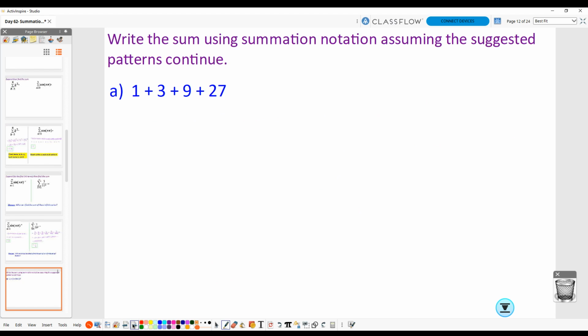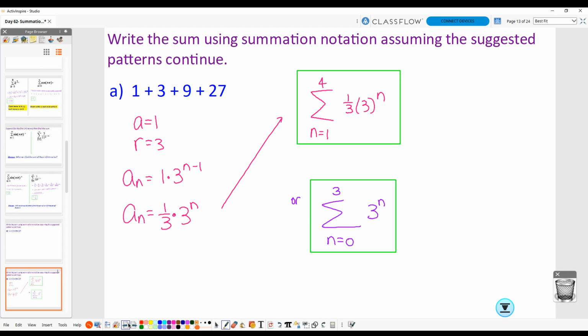Okay, sometimes you're going to be given a list, a sequence, a series, and you need to create the sigma notation. So first thing, what kind of pattern do we have? It's geometric. I'm multiplying by 3 each time. My first term is 1. So to find any term in the list, first term times that ratio to the n minus 1. Then putting it into the sigma, starting at 1, we went 4 terms, and that's my a sub n.